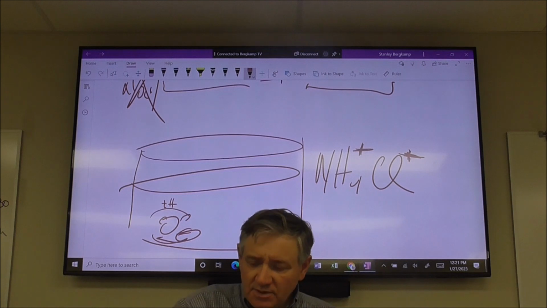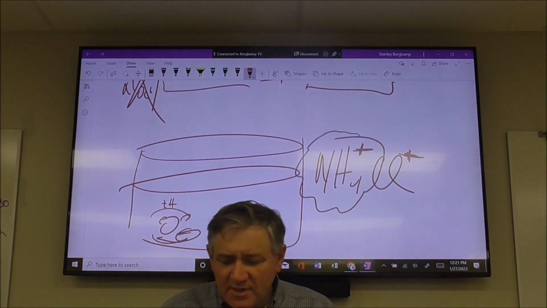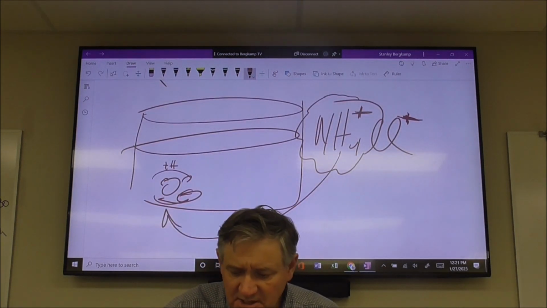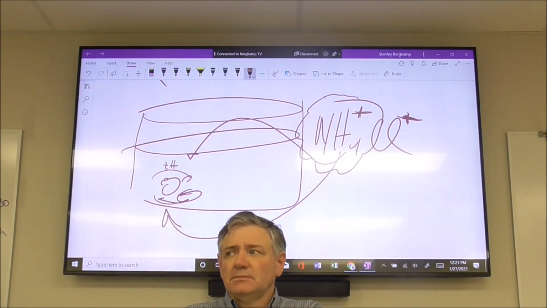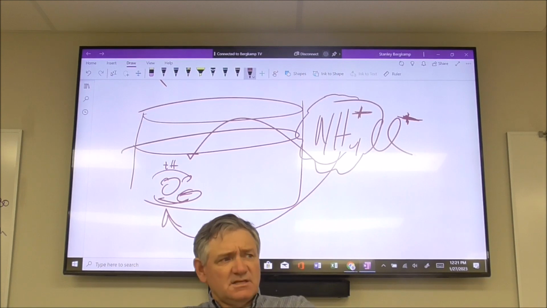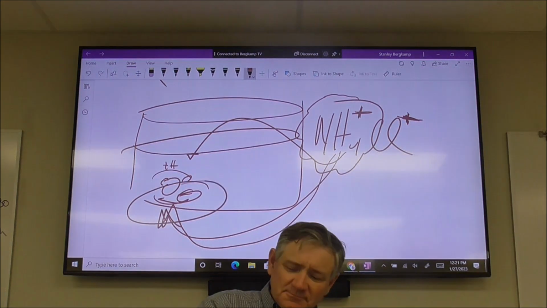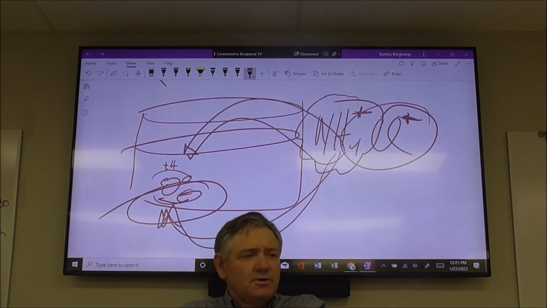Okay, so you're here in the water. Which end of it is that going to be attracted to? Is that ammonium ion going to go to the oxygen end of the water, or the hydrogen end of the water? Oxygen. Why? Because the oxygen is negatively charged, because it has excess electrons. So the ammonium is going to go there. And the chloride, negatively charged, is going to go up there to the water.